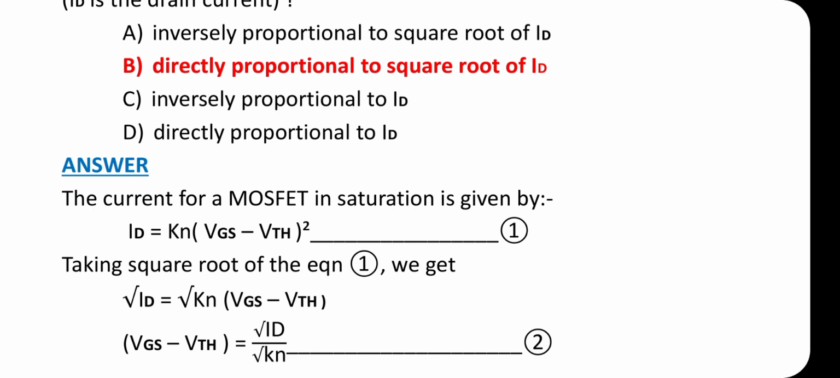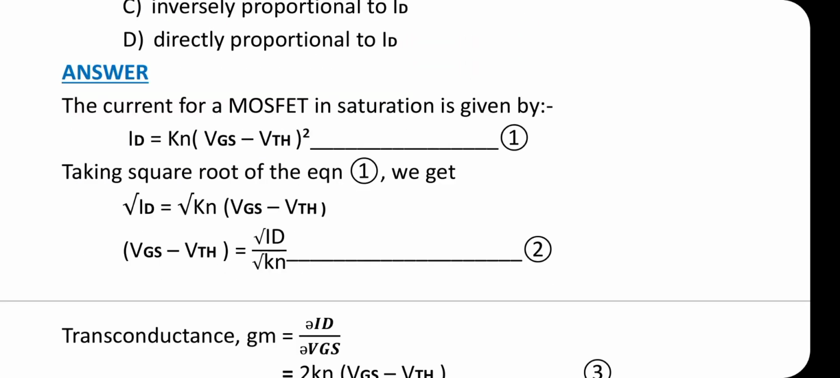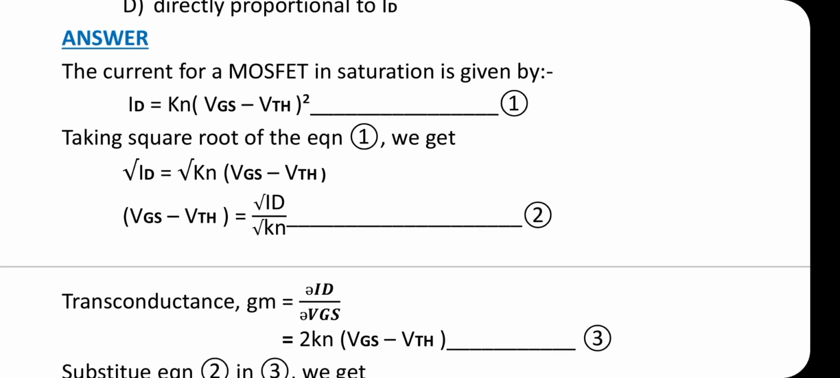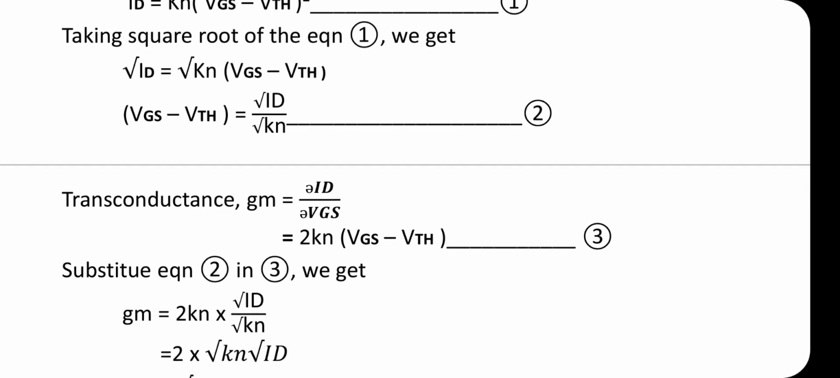The current for a MOSFET in saturation is given by ID equal to Kn into (VGS minus VTH) whole square. Taking square root of equation 1, we get root ID equal to root Kn into (VGS minus VTH). After rearranging, VGS minus VTH equal to root ID by root Kn. We know transconductance gm equal to dou ID by dou VGS. That is, differentiating ID, equation 1, with respect to VGS, we get 2 Kn into (VGS minus VTH).